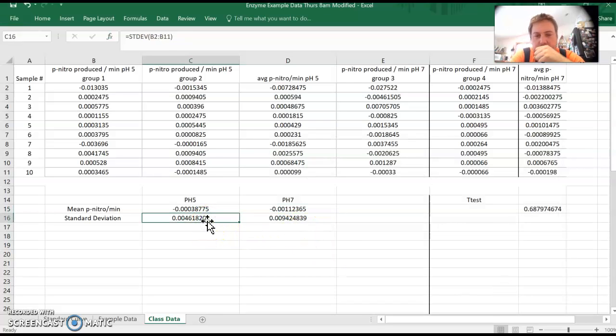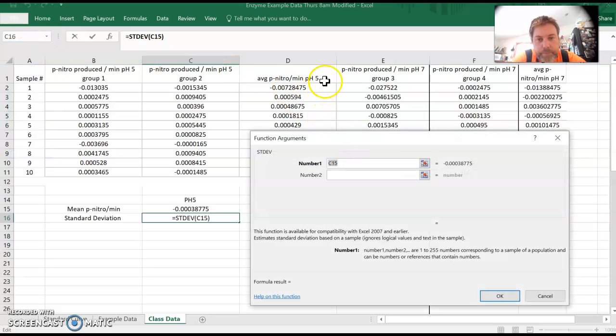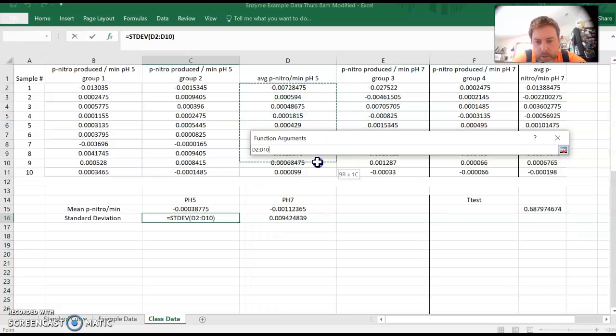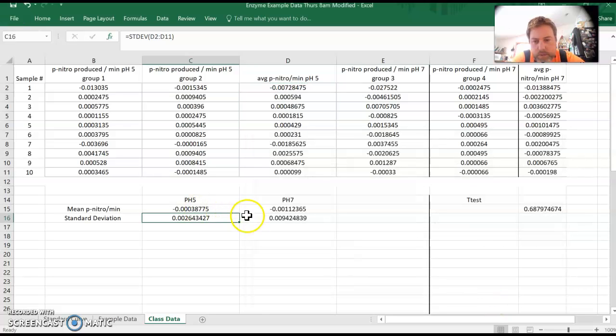And then we generate the standard deviation by, again, equals. We do stdev here, and then we're going to go ahead and look at the standard deviation of each of those.